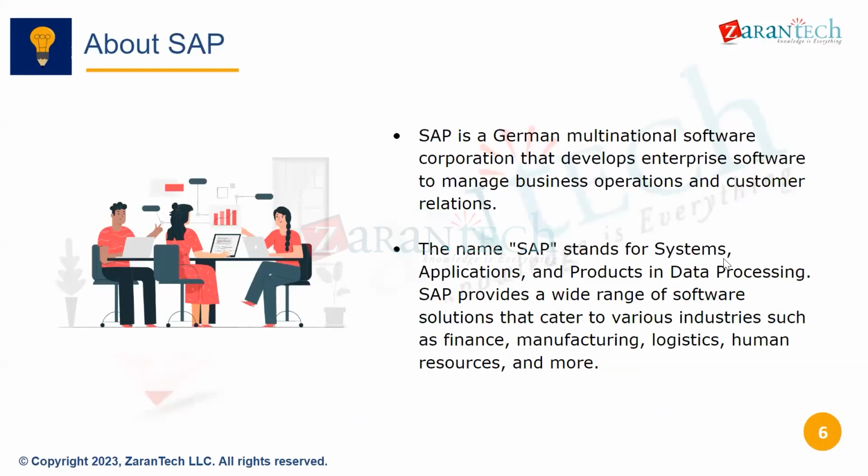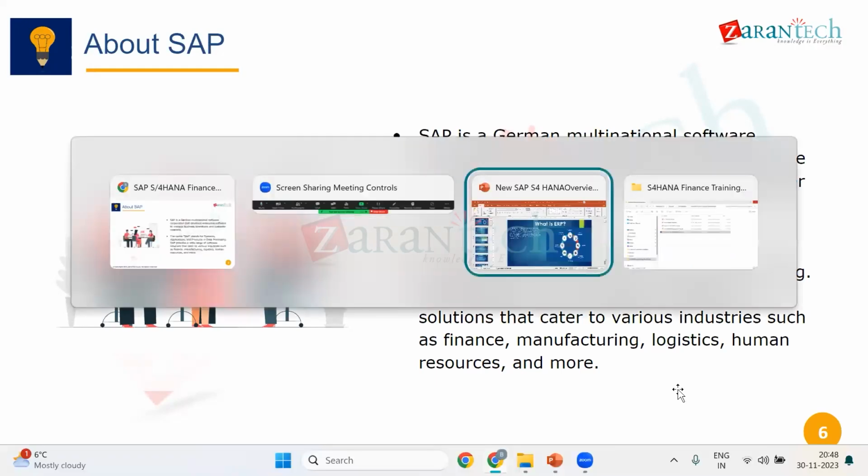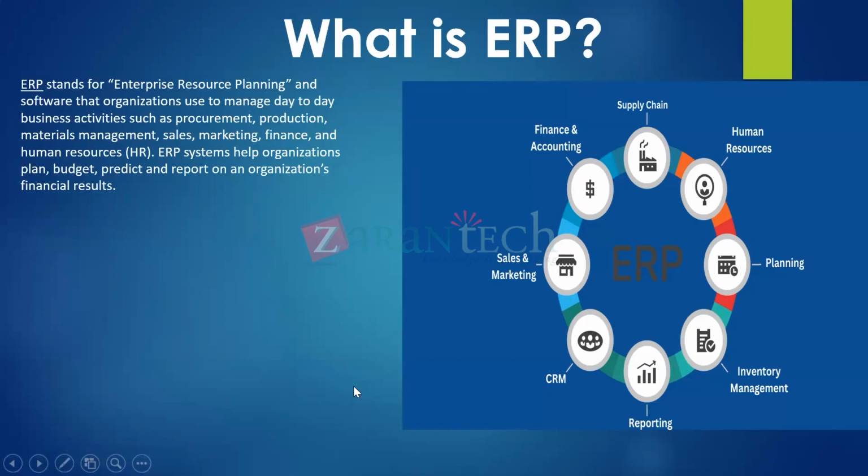So before learning about SAP, we'll first understand what is ERP. SAP is an ERP software. So before understanding SAP, let's learn about ERP. ERP stands for Enterprise Resource Planning, and it is a software that companies use to manage their day-to-day business activities. In any company, you will see several functions or several areas, right? If we take a company which manufactures soaps, how do they get the money? By selling their products, right?